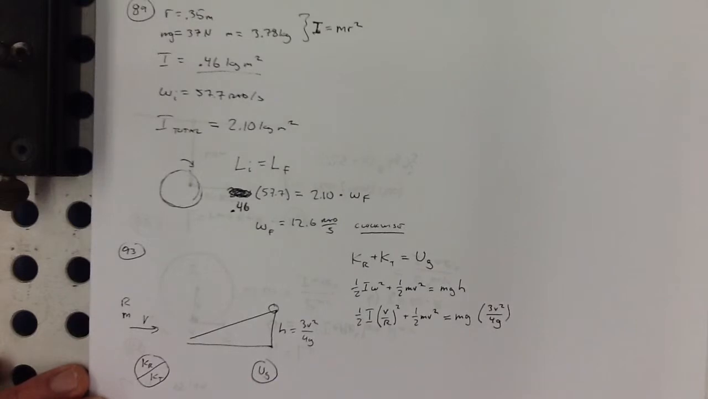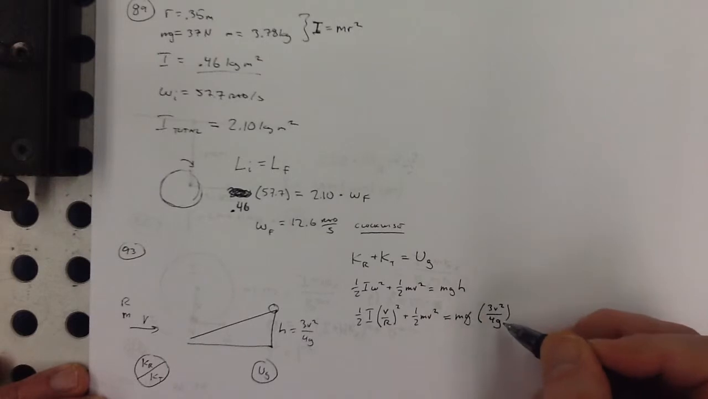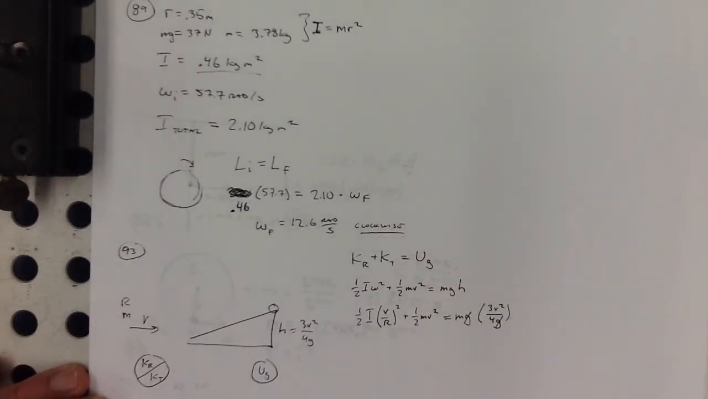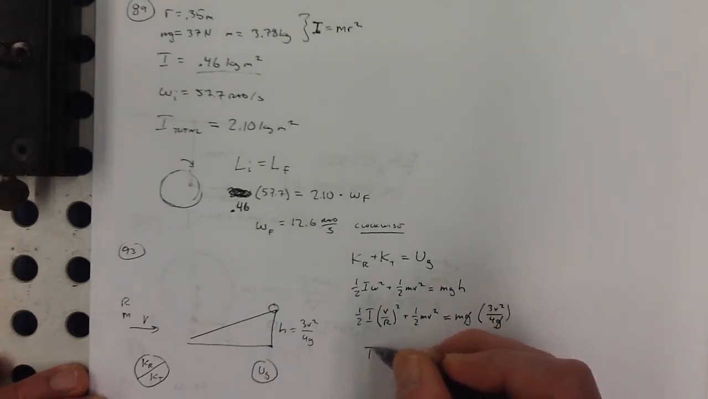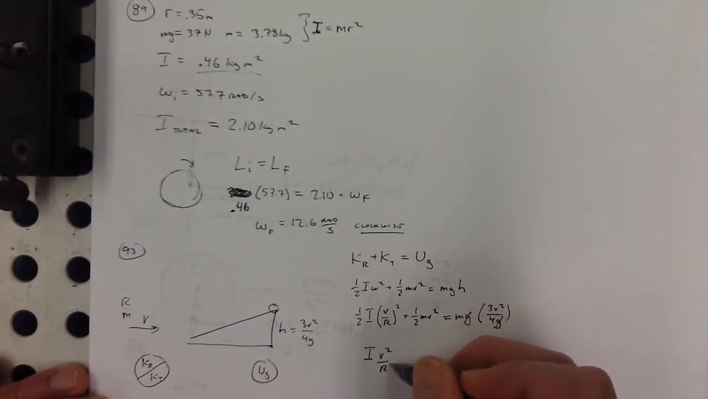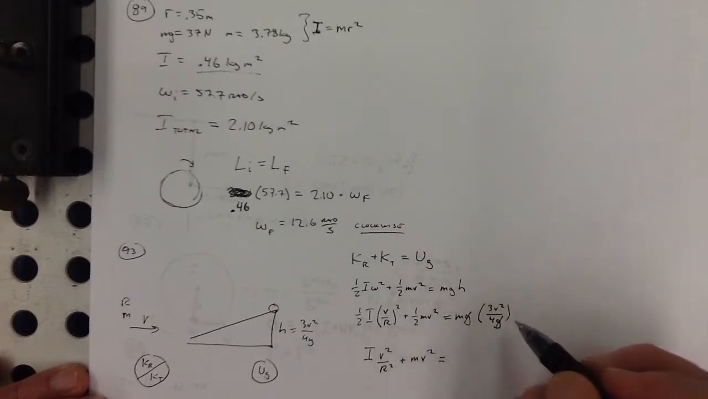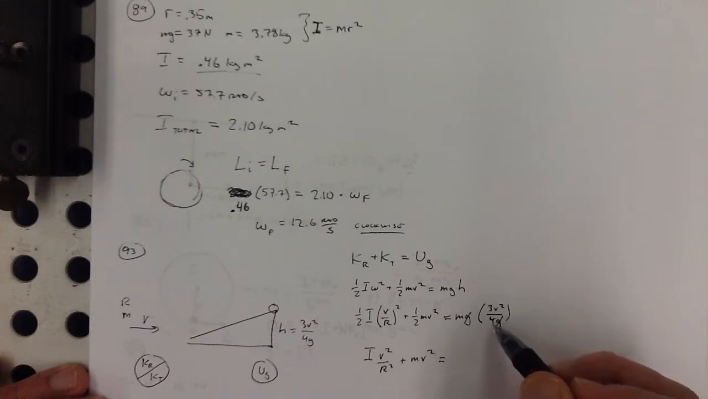Alright, let's look for any simplifying we might be able to do here. That g here would cancel out, and I'm going to go ahead and multiply the whole equation through by 2, so I don't have any fractions there. So I have I times v squared over r squared plus mv squared is equal to, if I multiply this by 2, that will just turn into a 2 on the bottom, so that would be 3/2 mv squared.